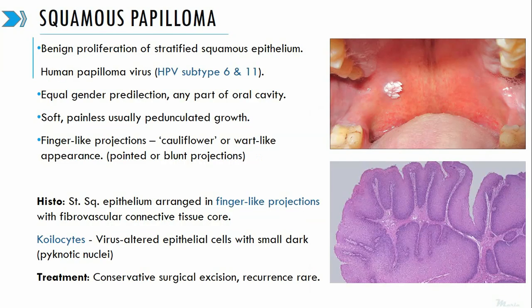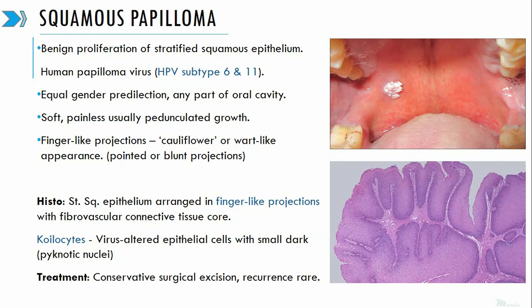Okay, to begin with squamous papilloma, it is a benign proliferation of stratified squamous epithelium. Two subtypes of human papillomavirus have been associated with squamous papilloma. These are subtypes 6 and 11. Knowing the subtypes is important because there are a lot of subtypes, and 6 and 11 are specifically associated with squamous papilloma. This lesion can affect any gender and it can occur in any part of the oral cavity.